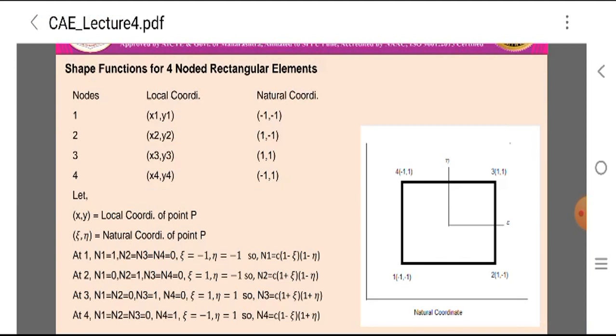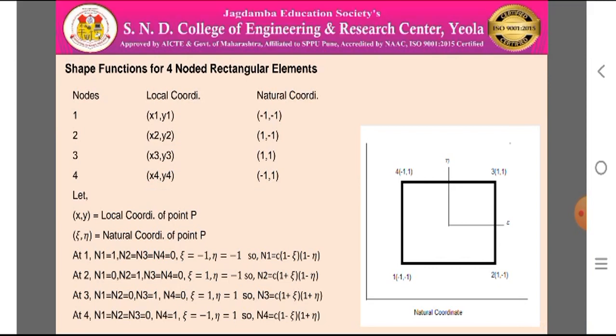So at node 1, N1 is 1, while N2 is equal to N3 is equal to N4 is equal to 0, epsilon is equal to eta is equal to minus 1. So we can write N1 is equal to C times 1 minus epsilon into 1 minus eta. Similarly, at node 2, N1 is equal to 0, N2 is equal to 1, N3 is equal to N4 is equal to 0, epsilon is equal to 1, and eta is equal to minus 1. So, N2 is equal to C times 1 plus epsilon into 1 minus eta.